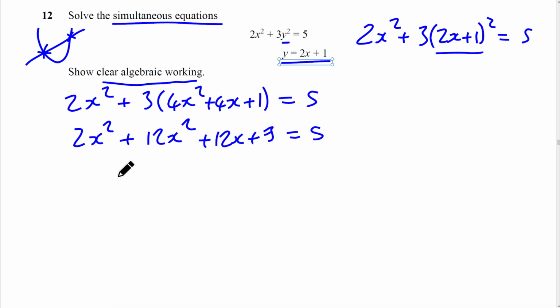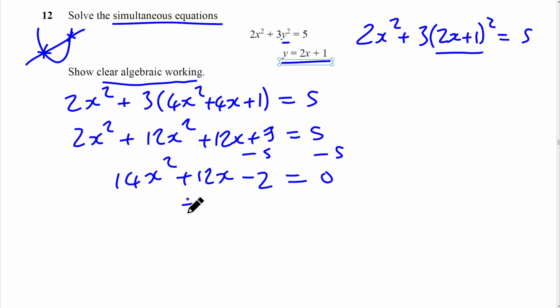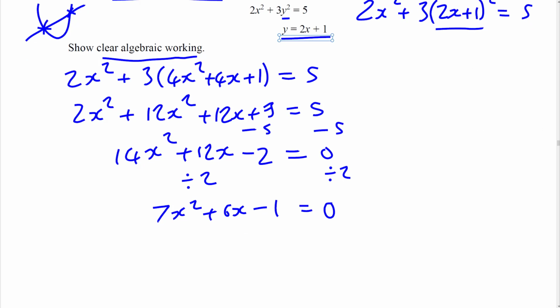Okay, that's nice. Let's combine the like terms. 14x squared plus 12x. I'm going to minus 5 here, minus 5 as well. Minus 2 equals 0. Right, this is all divisible by 2, so we'll make it easier on ourselves to factorise and use the quadratic formula. Hopefully this can be factorised. If you're not good at factorising, just use the quadratic formula. That is correct up to there.